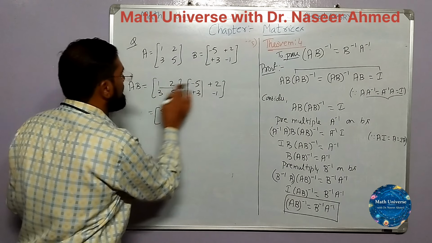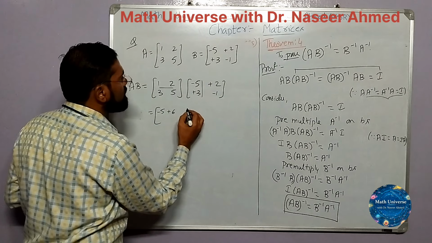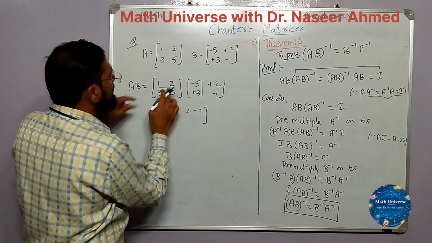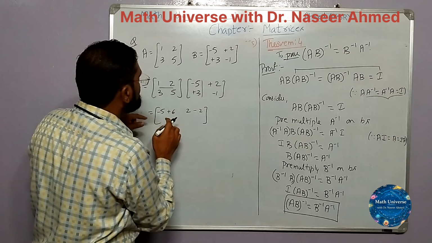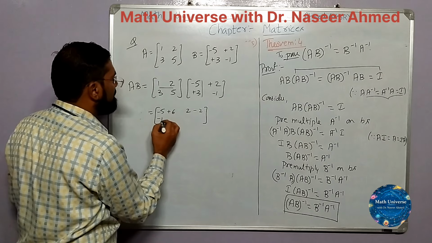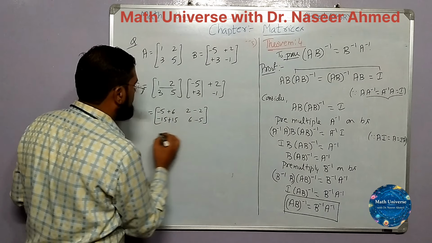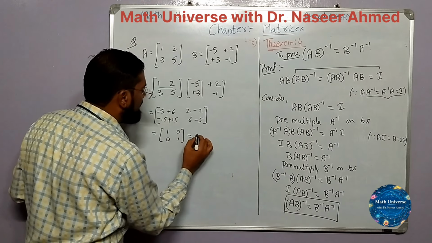Now multiply. 1 into minus 5 is minus 5, 2 into plus 3 is 6, 1 into 2 is 2, 2 into minus 1 is minus 2, then 3 into minus 5 is minus 15, then plus 15, then 6 minus 5. So the answer will be 1 0 0 1. This is the identity matrix.